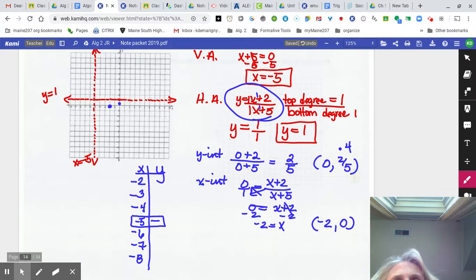So the first one I'm going to put in, let's put in the -4. So let's do -4 plus 2 over -4 plus 5, and that's going to give me a -2 over a +1. So when x is -4, the y is -2.